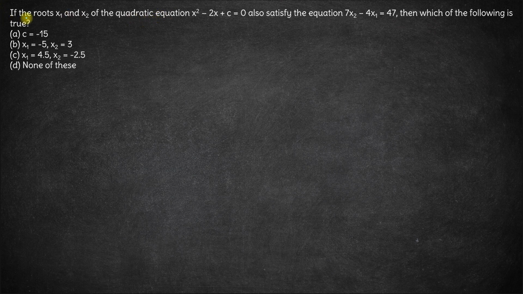Hi. Here we have, if the roots x1, x2 of the quadratic equation x square minus 2x plus c is equal to 0, also satisfy the equation 7x2 minus 4x1 is 47, then which one of the following is true? It's given that the two roots are x1, x2. So we already have this equation 7x2 minus 4x1 is equal to 47.